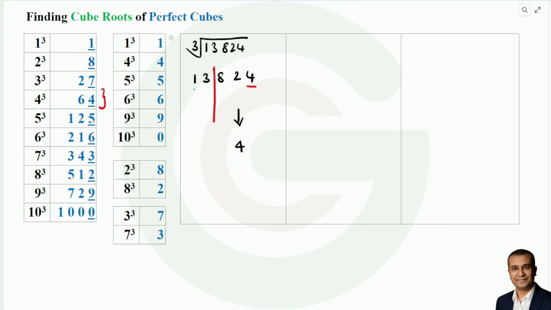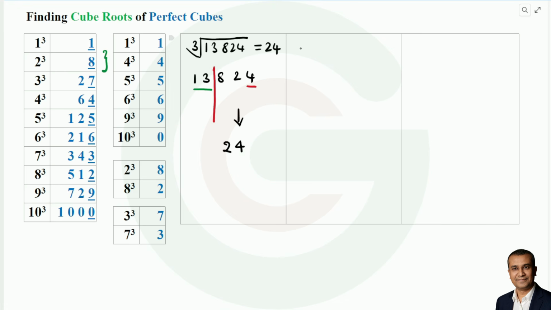Now observe the remaining digits which is 13. Now find the perfect cube which is either equal to or less than 13. That will be 8, isn't it? 13 lies between 8 and 27 and 8 is less than 13. And cube root of 8 is 2. So let me write 2 here. Therefore the cube root of the given number is 24. That's it. Very simple, isn't it?